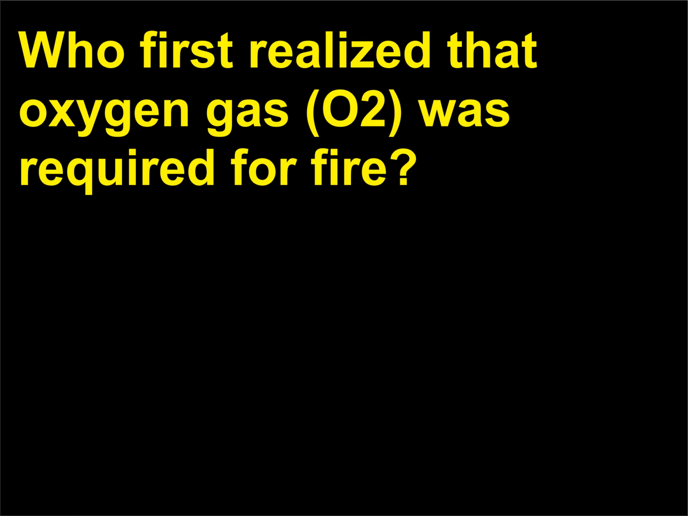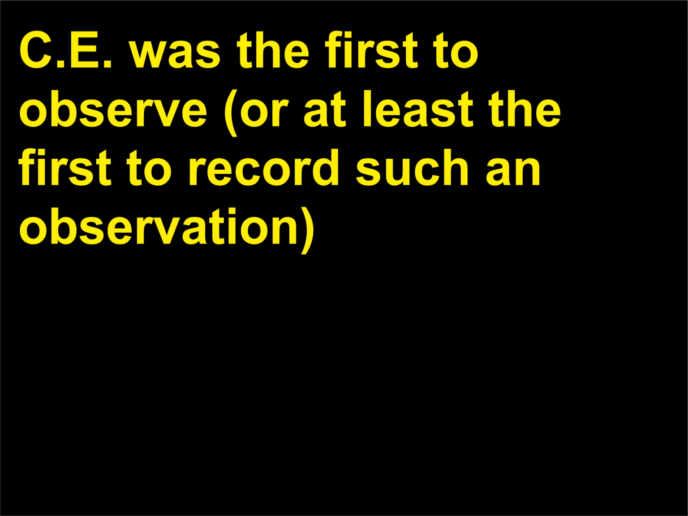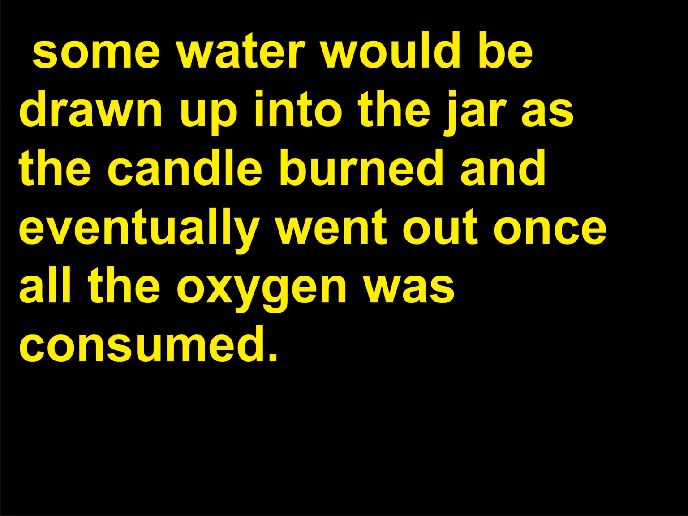Who first realized that oxygen gas, O2, was required for fire? Philo of Byzantium in the 2nd century BCE was the first to observe, or at least the first to record such an observation, that if you placed a jar on top of a candle with water around its base, some water would be drawn up into the jar as the candle burned and eventually went out once all the oxygen was consumed.